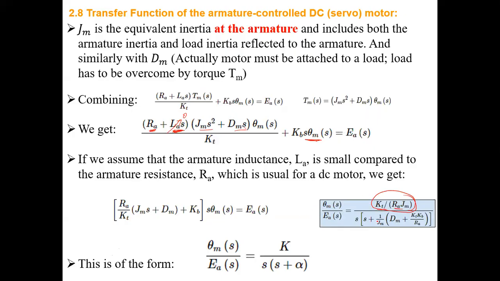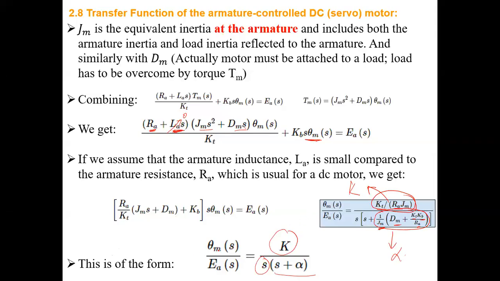So what is on the bottom? So this guy is constant also. JM is constant, DM is constant, KT is constant, KB is constant, R is constant. So this guy is in the form of BK. I'll call this BK, with no subscript. Then you have S plus alpha. This is alpha.